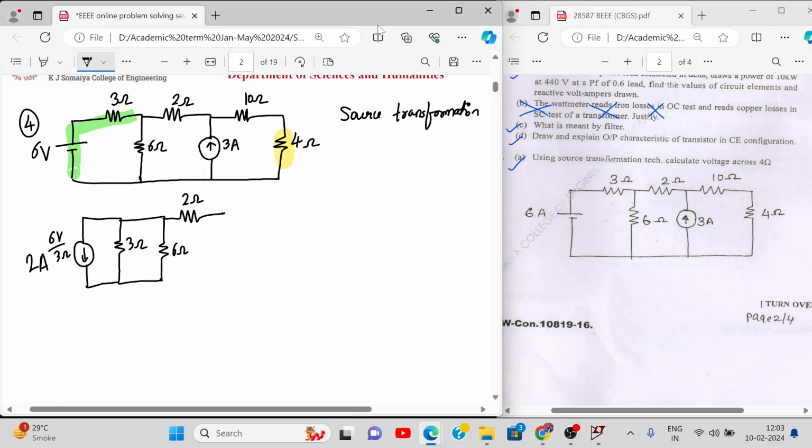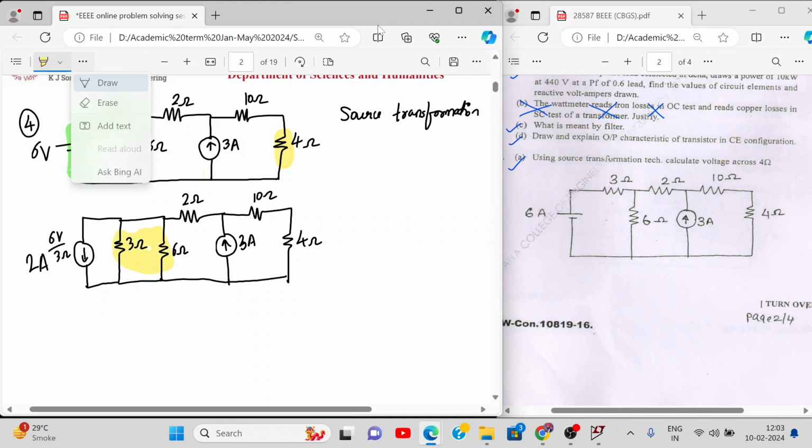This is 6 ohm, 2 ohm, 3 amperes. We draw the remaining circuit as it is, 4 ohm and 10 ohm. Now what do you see? What can we do? These two resistances are in parallel. So what's the parallel combination? How much it is? 6 ohms.